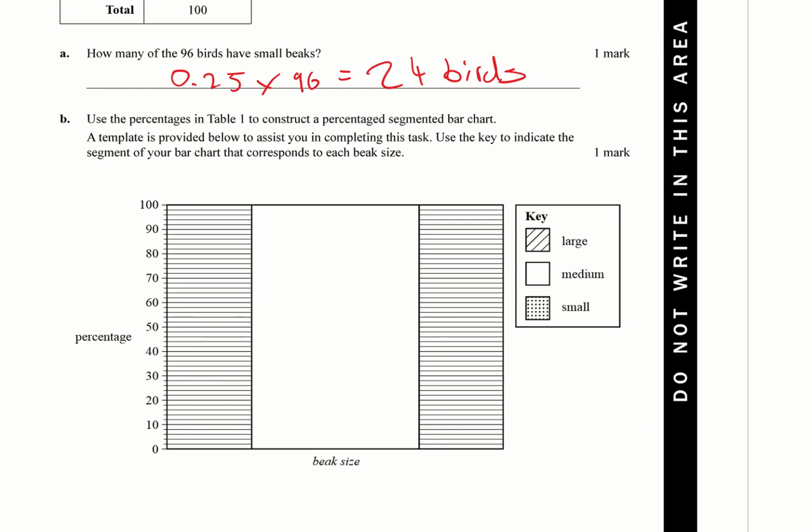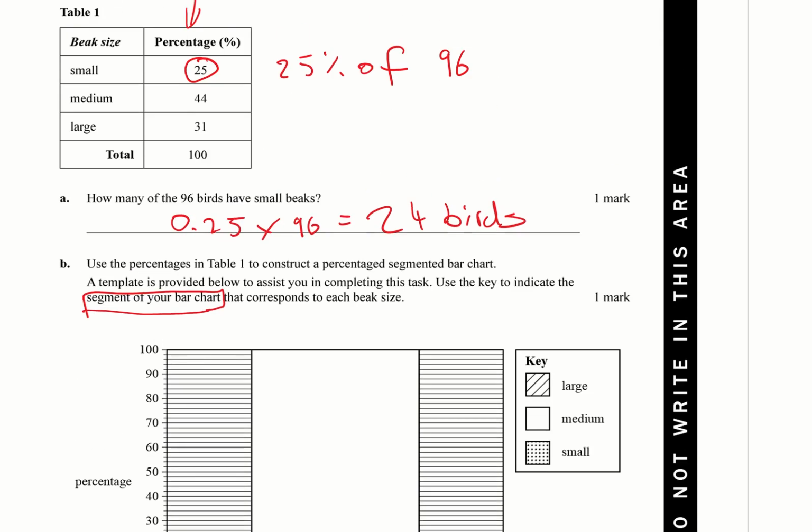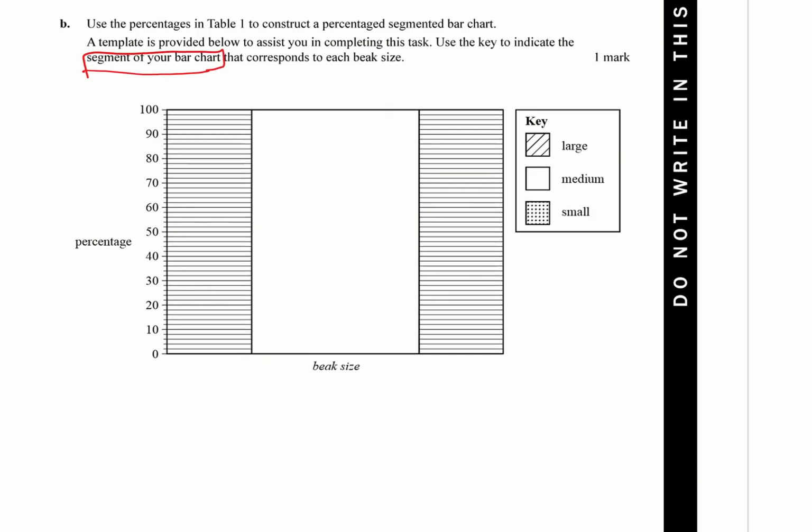So I've got the template here. It's provided below. Use a key to indicate the segment of your bar chart. So this is the segment of your bar chart that corresponds to each beak size. So let's start with small. Small, we had 25. So you'd actually go up to here. So that's 25, or 24. So somewhere sort of like that. And that would be your small.